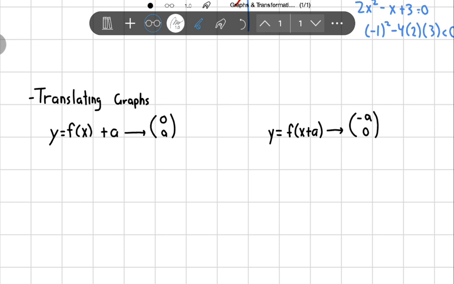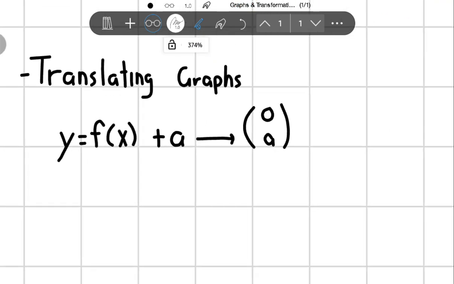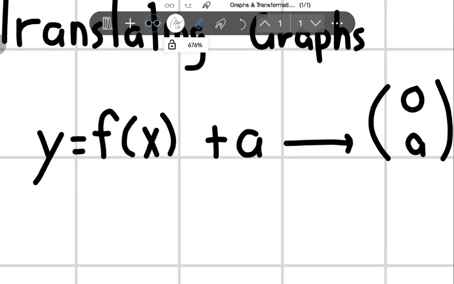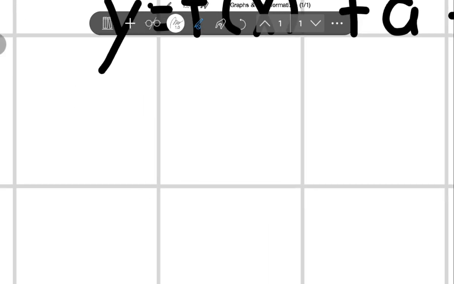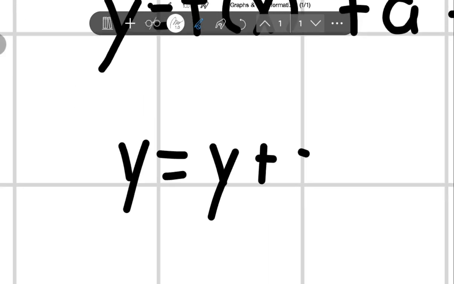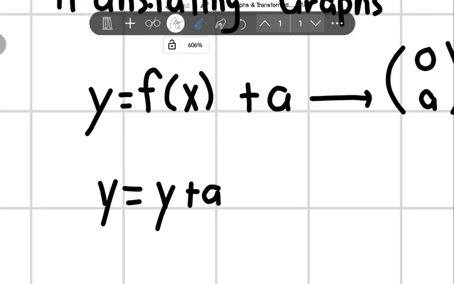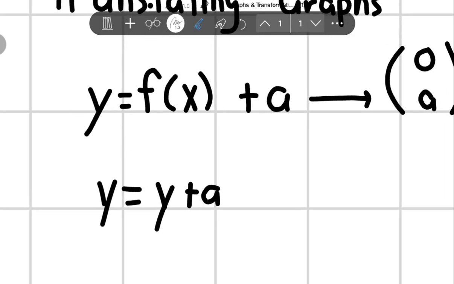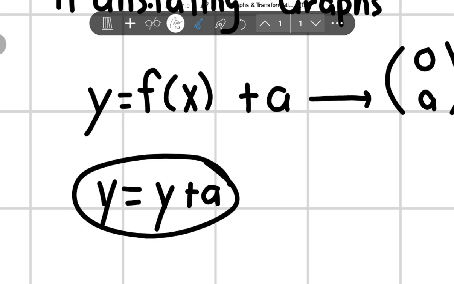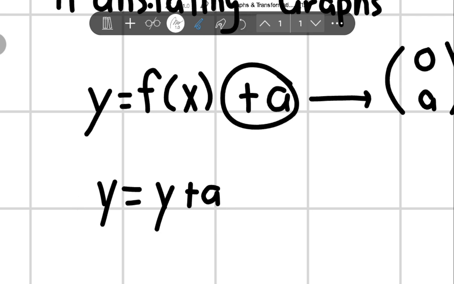So first we're going to talk about translating graphs. If you have a function y equals f of x and then you add plus a on the outside, please keep in mind that the plus a is applied to the whole function of f of x. So it's like saying y equals y plus a, because we can assume that y equals f of x is just the same thing, y as itself. So the new y, once you add this translation, means that you're adding a to the y coordinates of your function.